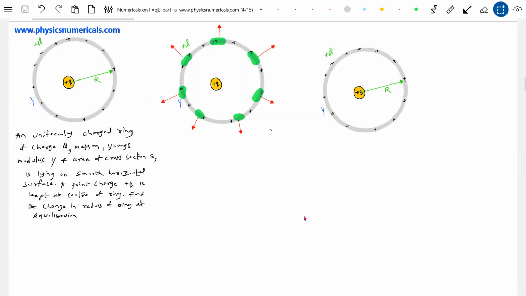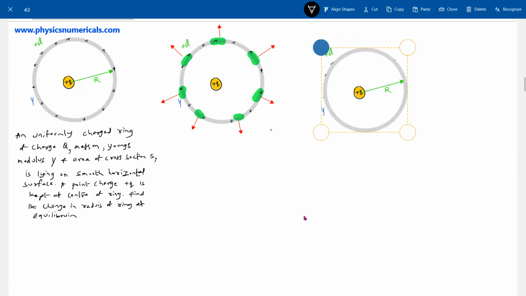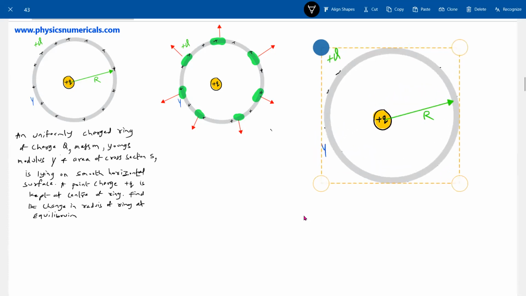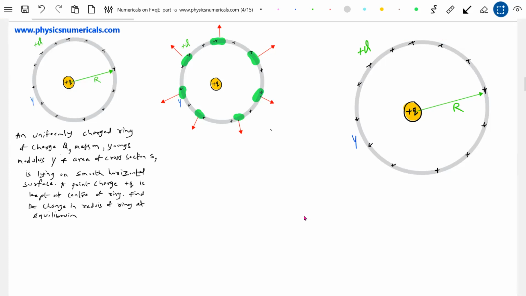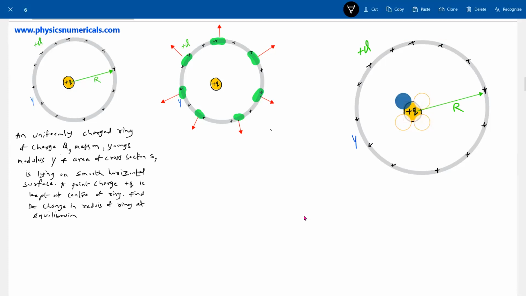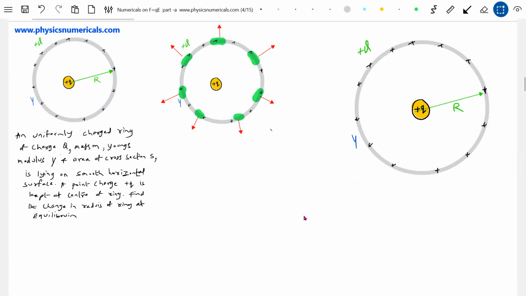A magnified diagram, so things are very clearly visible for you. It is at the center, no? So you do one thing. Take an elemental length. Look at this. It's an arc.